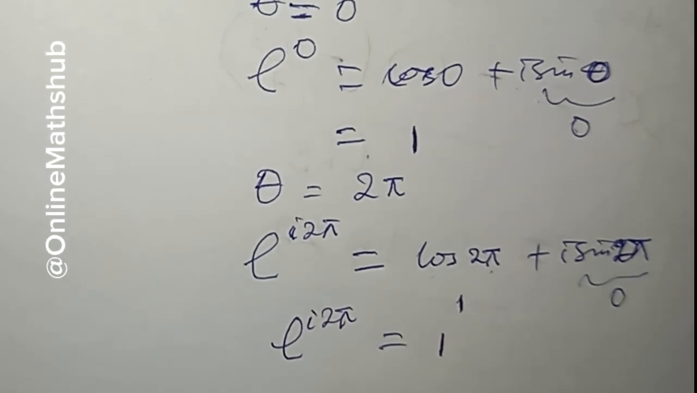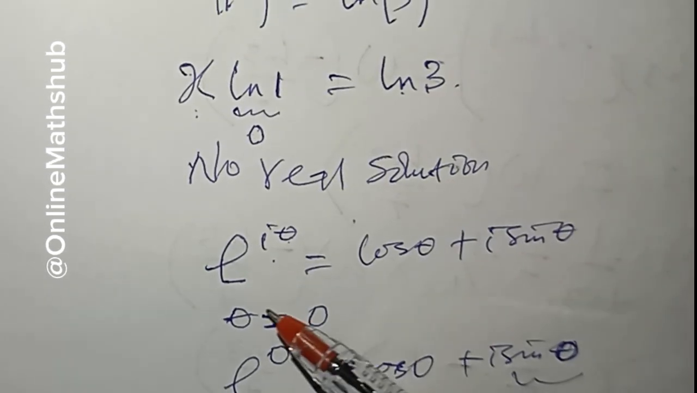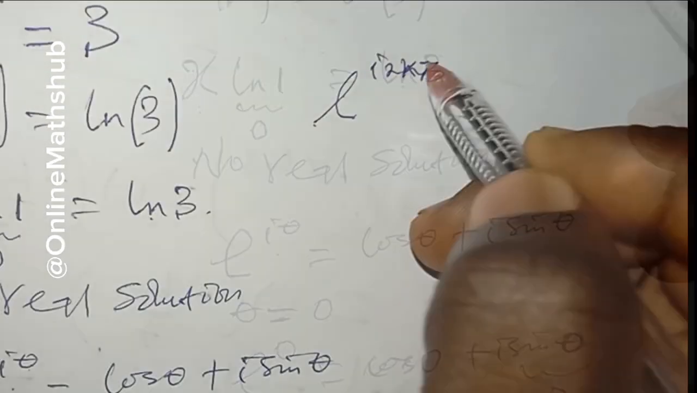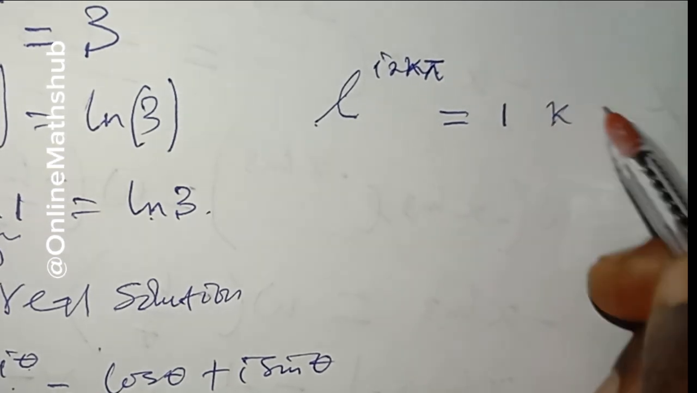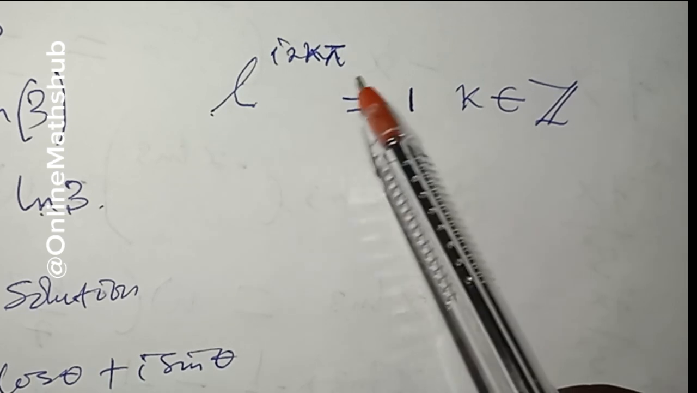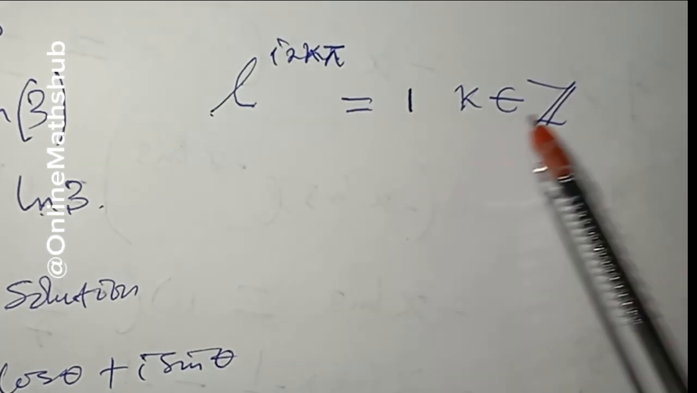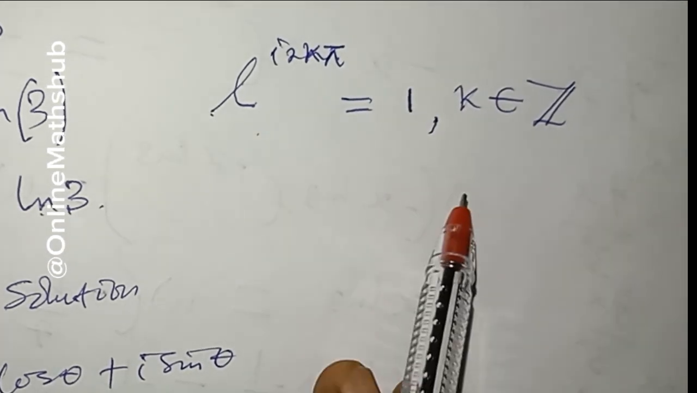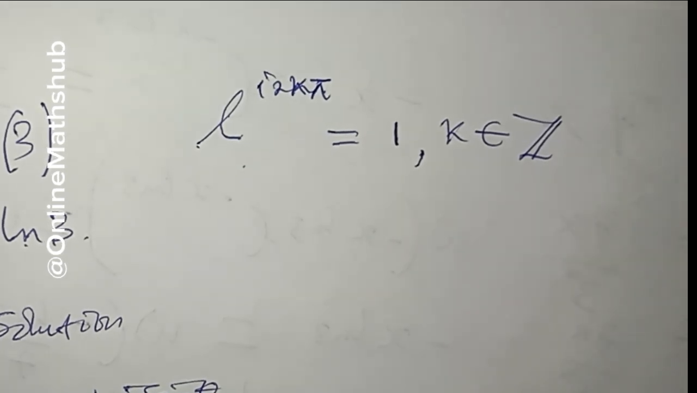You can continue to pick all of these values, but you will notice that exponential i 2k pi is always going to be equal to 1, for all integer values of k. This is pretty cool. If our theta changes to 2k pi, where k is an element of the integers, this polar exponential equation will always give you 1.